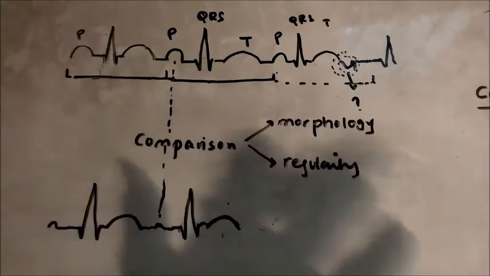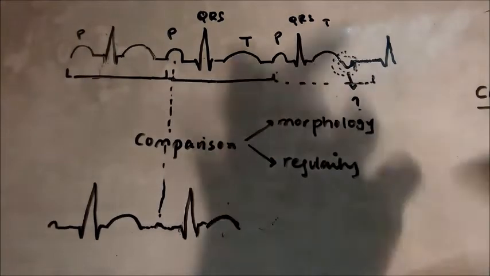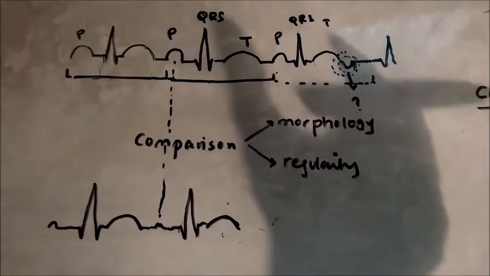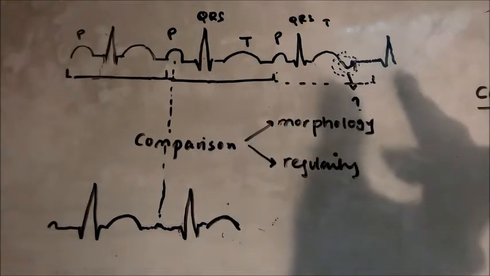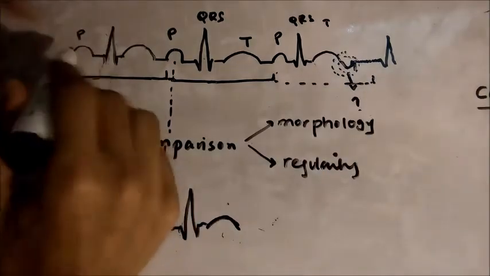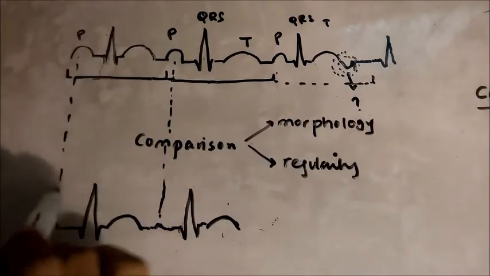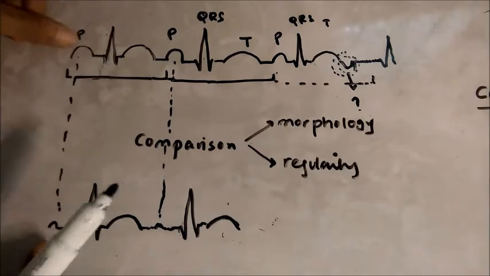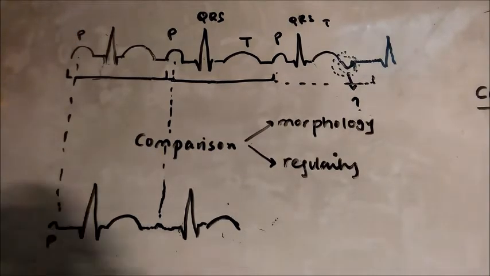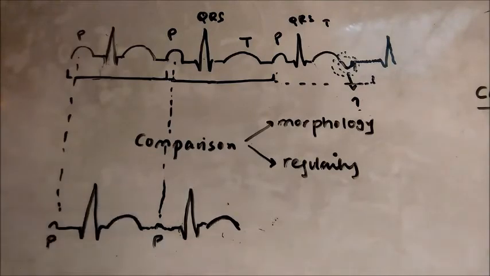Now different leads will show these waves in a different way. Some may show P waves in a very good way, some might not show these P waves in a very good way. Similarly, if you look at this P wave and you go down, you would see that this wave is corresponding to this wave. So this in fact is a P wave, and so this is also a P wave.